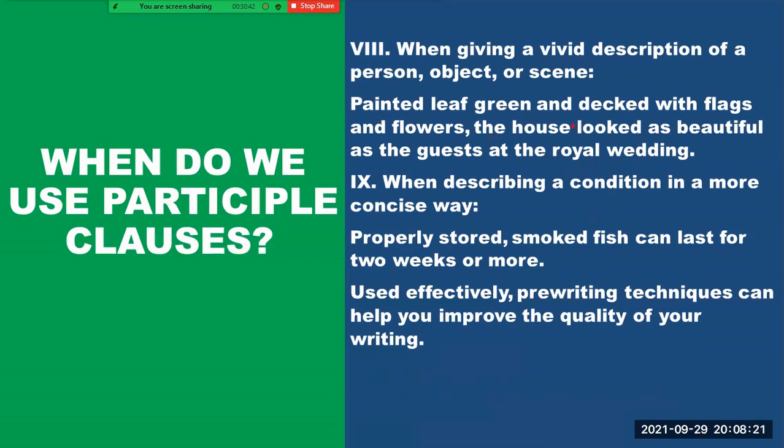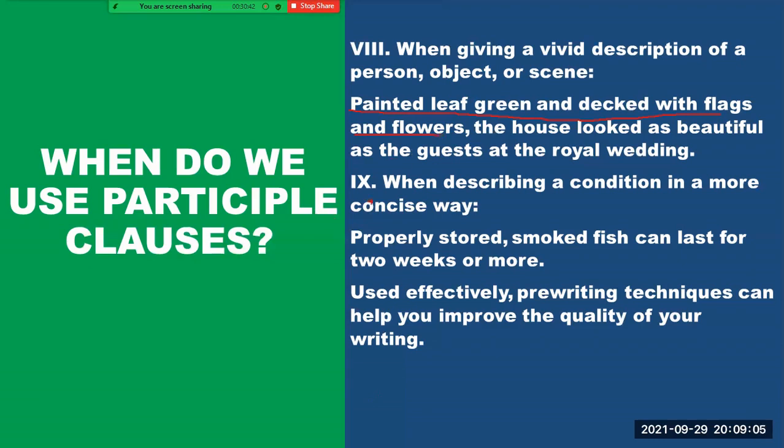Now, for example, you see this is the kind of description you find in novels. Painted leaf green and decked with flags and flowers, the house looked as beautiful as the guests at the royal wedding. Now, the participle clause here is painted leaf green and decked with flags and flowers. All right, that's the participle clause, and it enables us to give a very graphic, very attention-grabbing description of the scene or the setting of the royal wedding.